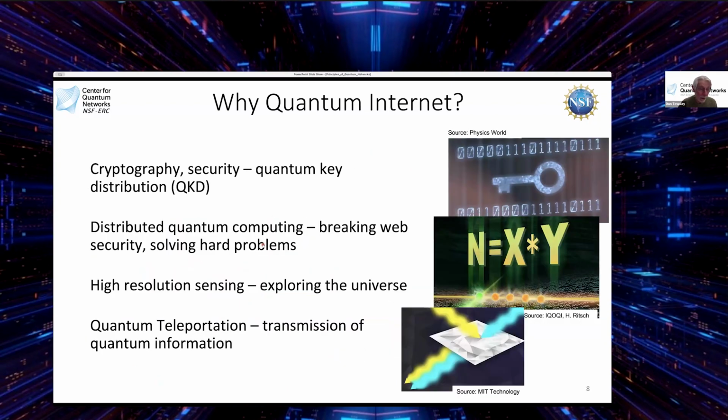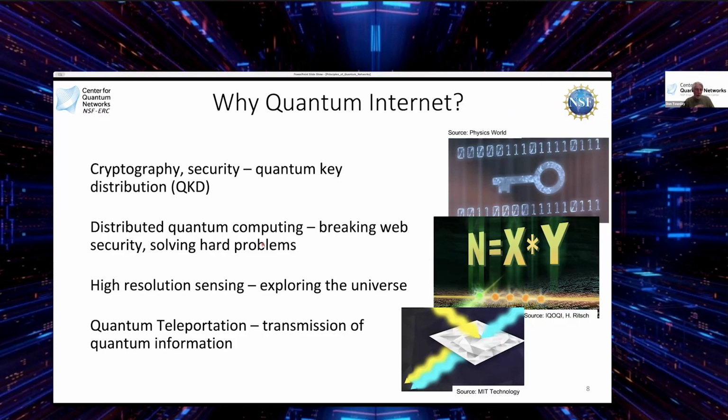Okay, so why the quantum internet? Well, there are a variety of applications that it would enable, cryptography and security being probably the most developed in terms of quantum key distribution. We all know that there is an algorithm by Peter Shor, a quantum algorithm, that if and when it's actually deployed, will break the security of the current web. And so the idea is that although there may not be any one computer that could run Shor's algorithm, if we could distribute it among a bunch of quantum computers connected with a network, then it might be possible.